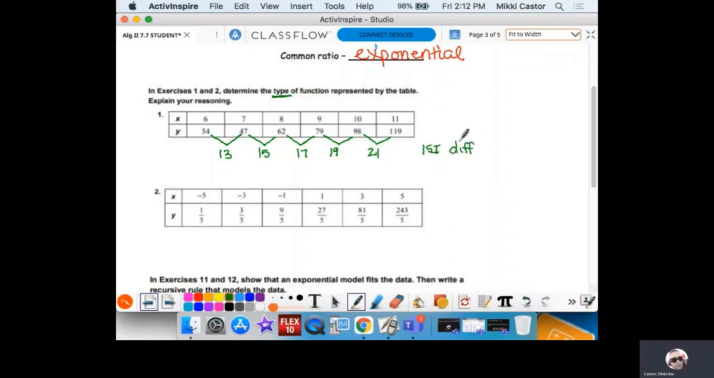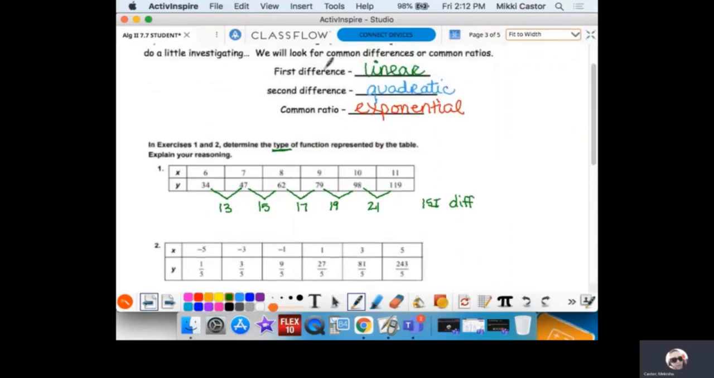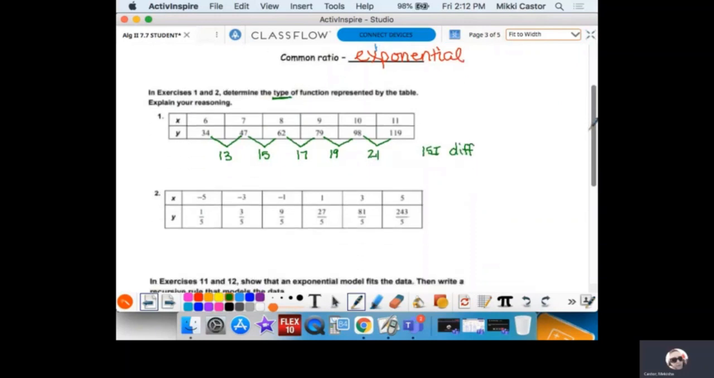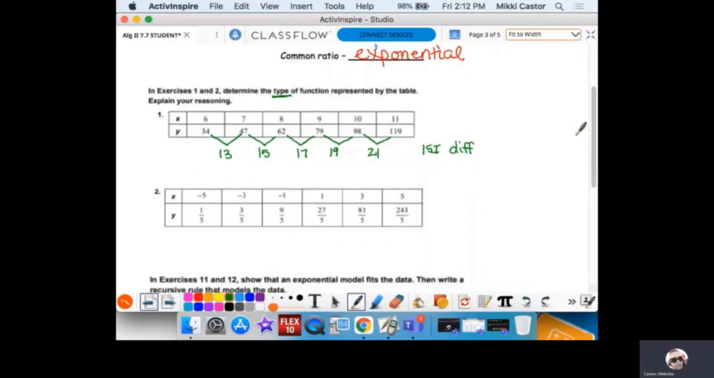If the first difference is constant, then my data is linear, based off of what we wrote up here. We're looking for the first difference to be constant, in other words, the same number. Did I get the same number for each of my differences? No, here I got 13, here I got 15, here I got 17. Did I get the same number each time? No, so my first difference is not constant.